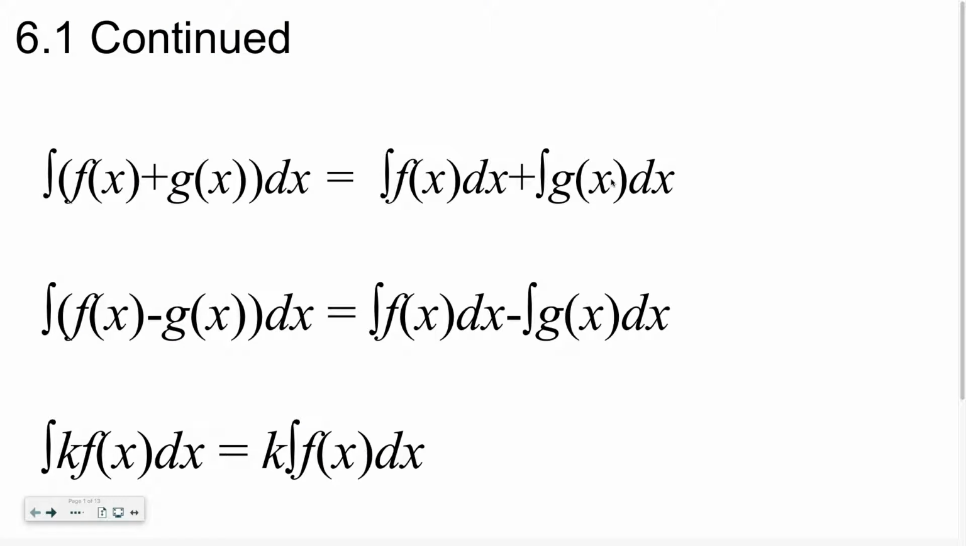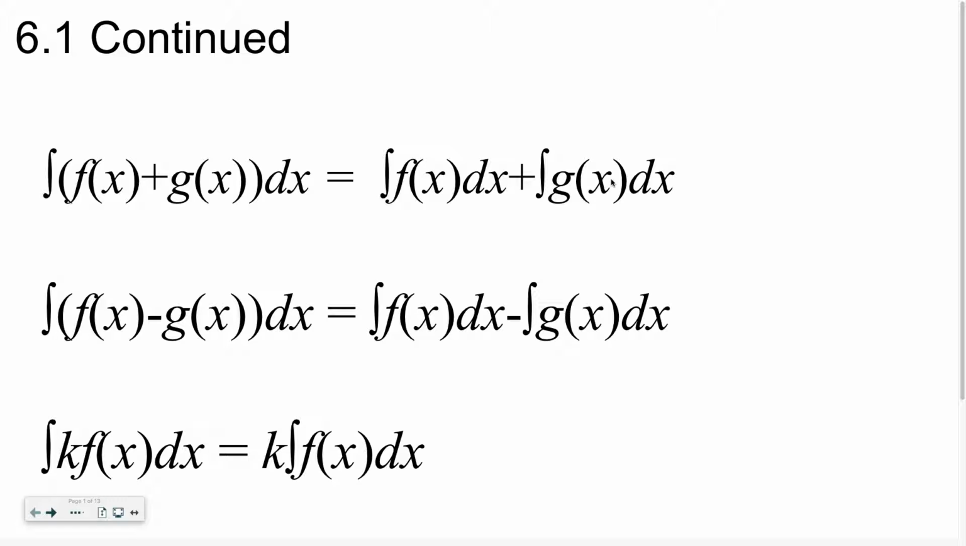So we didn't talk about these yesterday officially. Some of them were demonstrated. But if you have addition or subtraction inside of your integral, it's the same thing as doing the integral separately with that addition or subtraction in between. Kind of like we did with derivatives. Whether you choose to write this down or not is up to you. Some of you look at this and say, I already knew that, and that's fine.